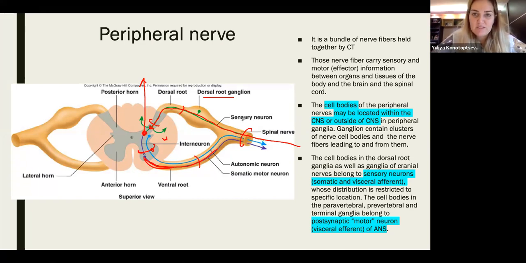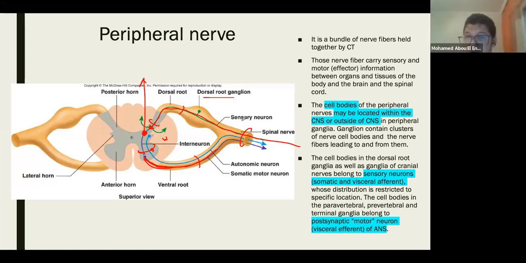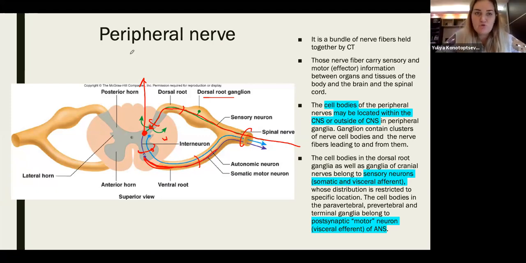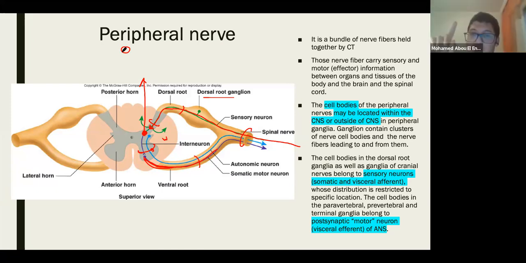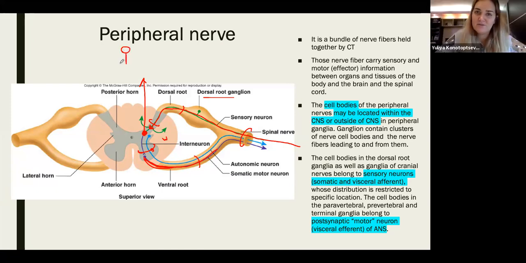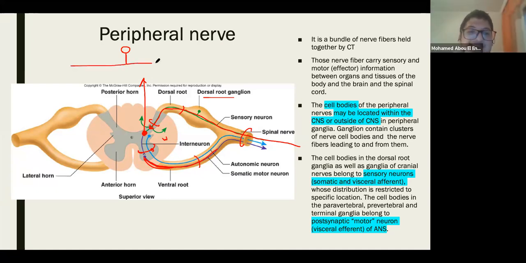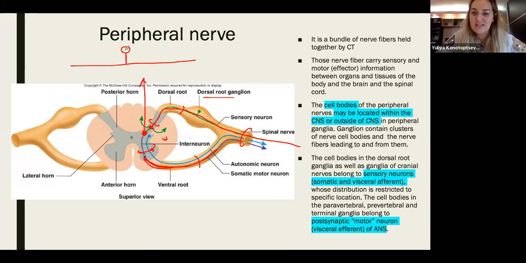The sensory neuron is which kind of neuron? What is its type? Pseudo-unipolar. How does a pseudo-unipolar neuron look? One axon that will divide into two. Okay, so it's going to be something like this. This is the cell body and this is the axon of the pseudo-unipolar neuron.